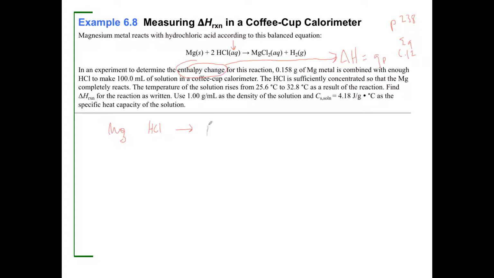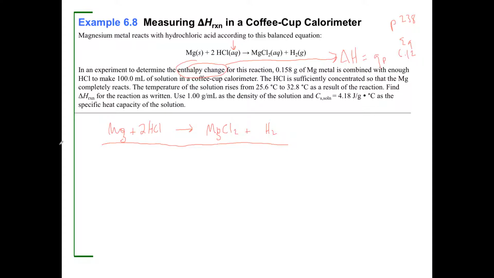HCl produces, okay. Looks like there's 2 here. Let's go ahead and make it balanced just in case. Setting up a table, as always.